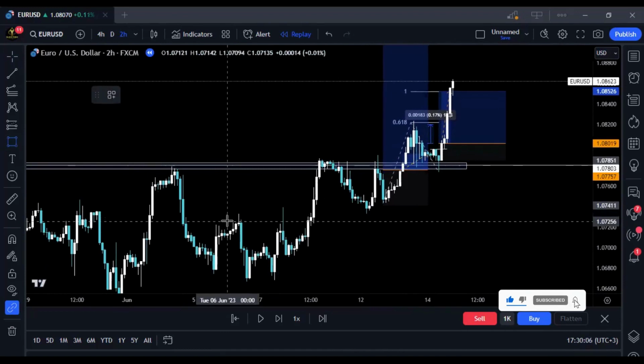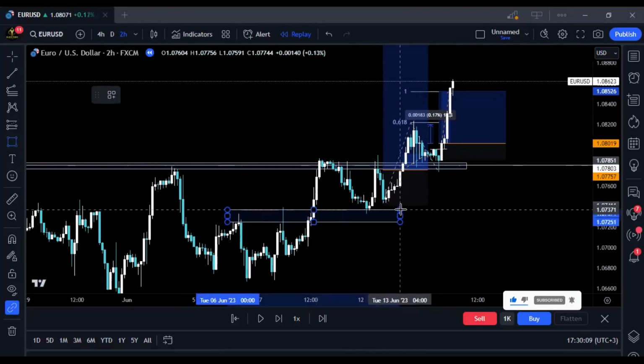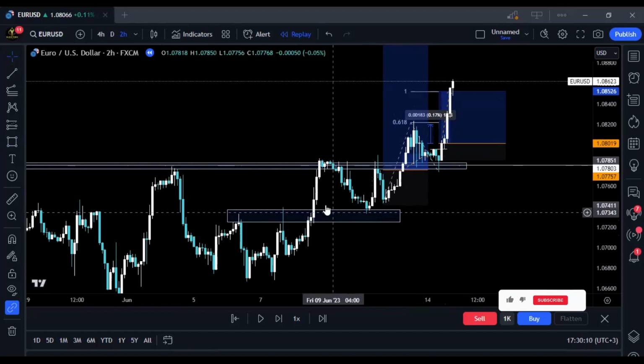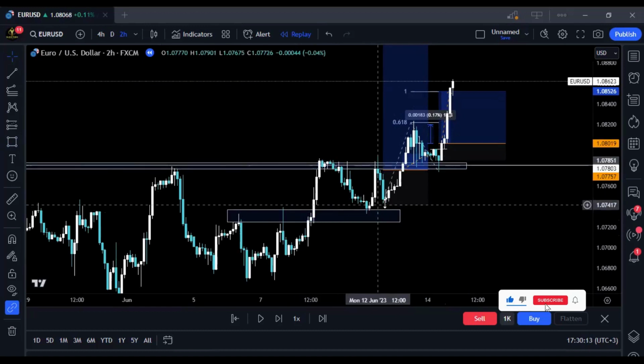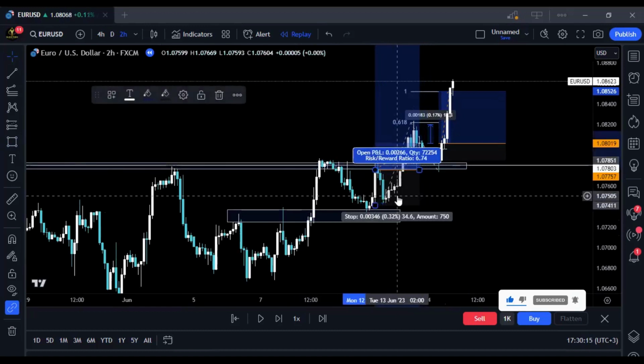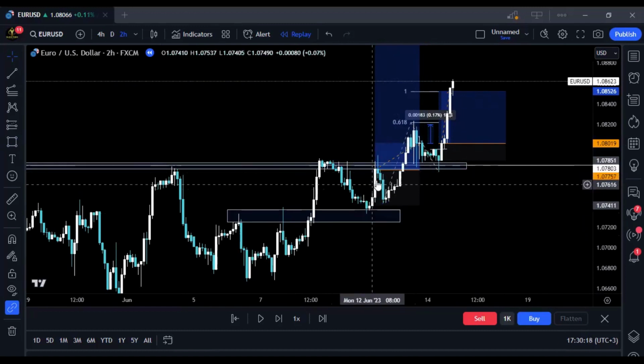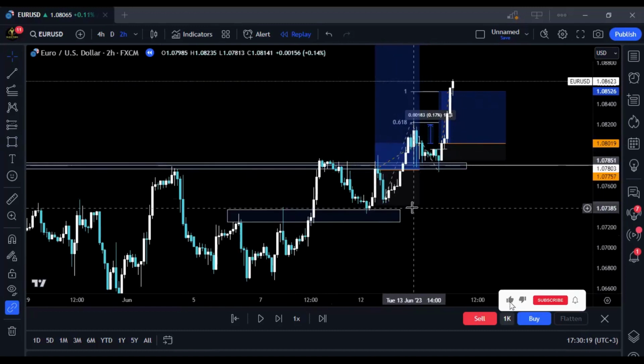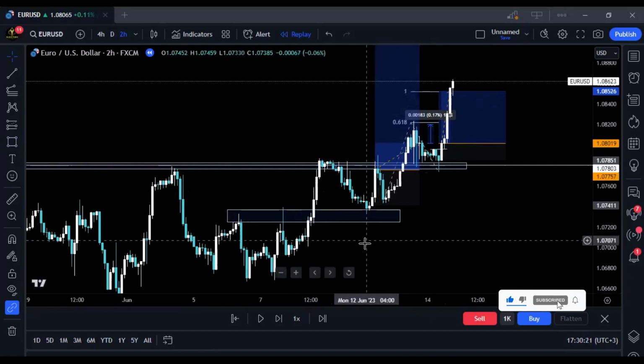Prices broke and retested this zone here, right? Prices broke above that and retested this. We used this bullish candlestick as our entry. Our stop loss was just below this entry candlestick.